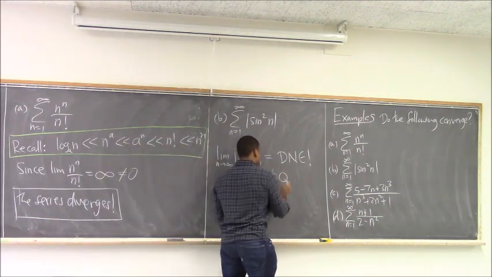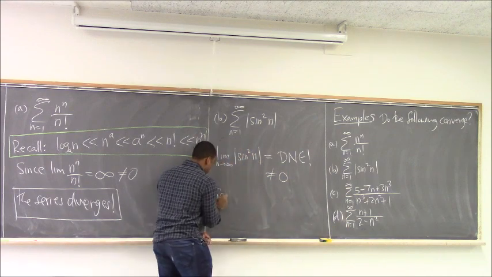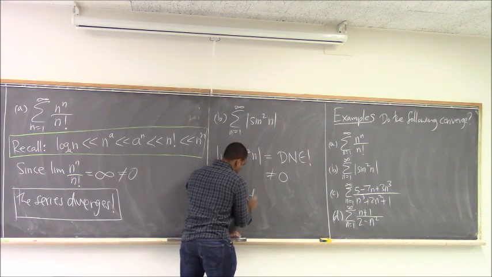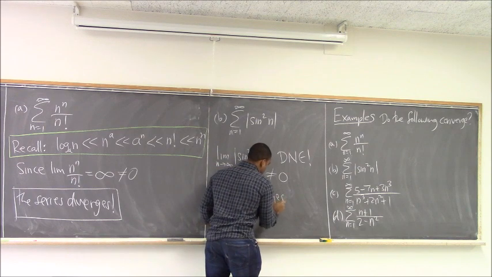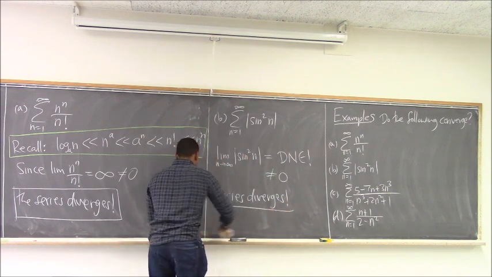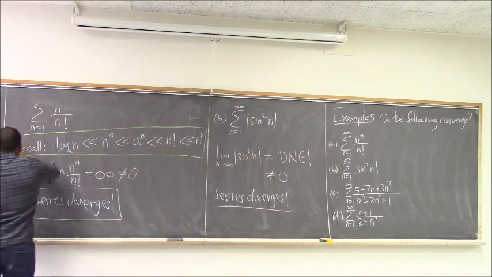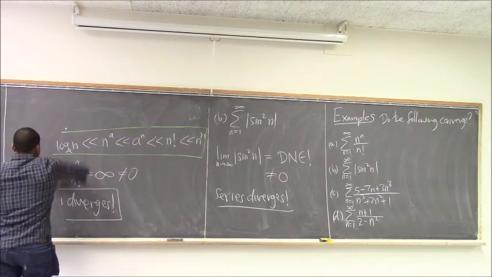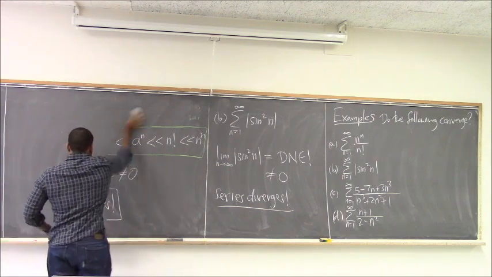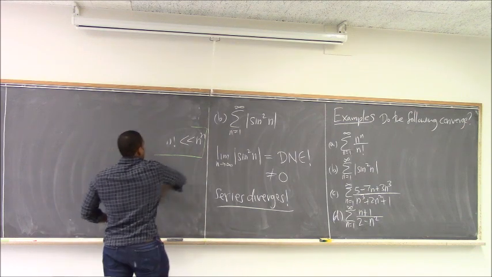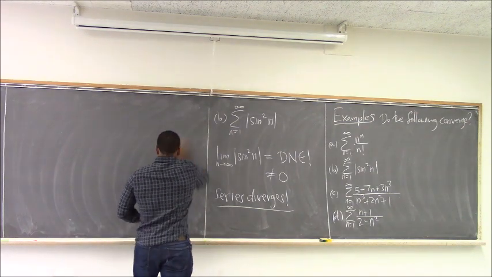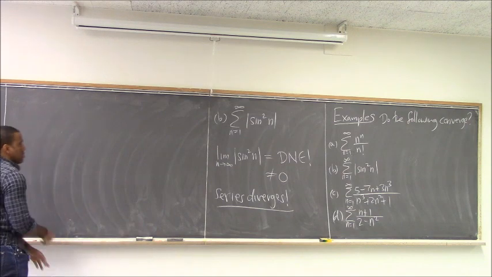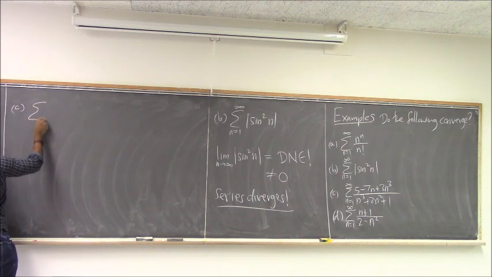In particular, that's not zero. The series diverges. And that's it. See, it's so quick to apply this test. You might as well do it first, because there are some things you can just look at and be like, that limit is not going to be zero.